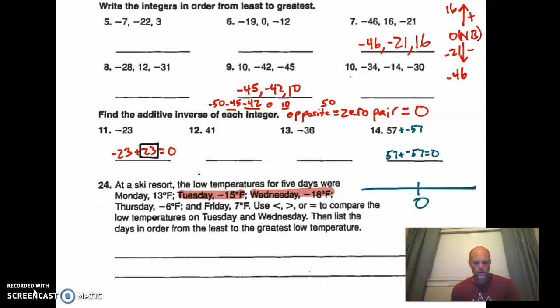Put a 0, maybe put a negative 20, and a positive 20, and work on comparing those. Those are the only two that you have to compare. Then you have to list all those numbers in least to greatest. Okay, so really you have 2 questions on here. So go ahead and do the comparison right here, and then put them in least to greatest order on that line.